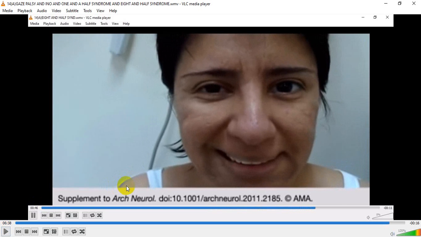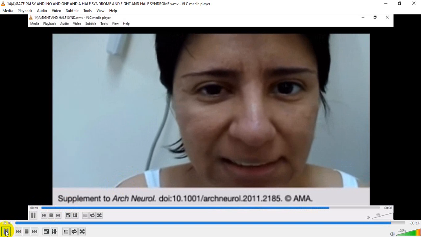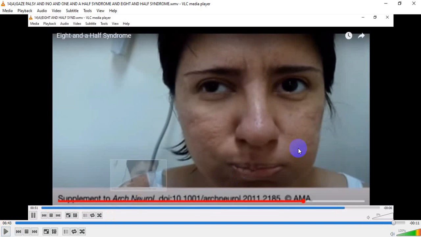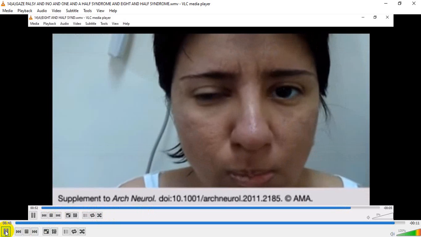See, when smiling, you can see a very good nasolabial fold, while on this side the nasolabial fold is little poor. Is it okay? Clear. Now you are asking to blow. You can see that this side blowing is poor. So there is lower motor neuron facial on left side. So 7 plus 1.5. Again, this is 8.5 syndrome.